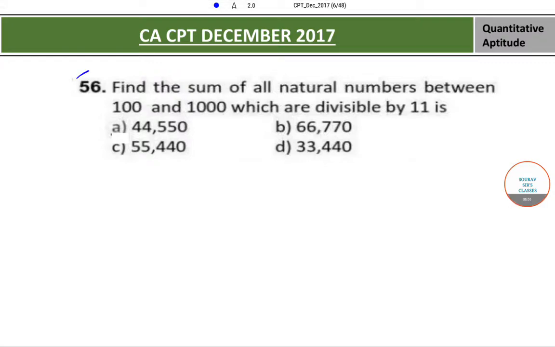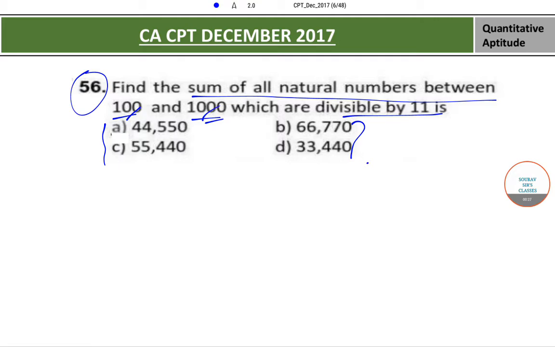So in this question, which is question number 56, we need to find out the sum of all natural numbers between 100 and 1000 which are divisible by 11. These are the various options which have been given. Before finding out the sum, we need to find out which natural numbers divisible by 11 lie between 100 and 1000. Basically we need to find out which multiples of 11 lie between 100 and 1000.